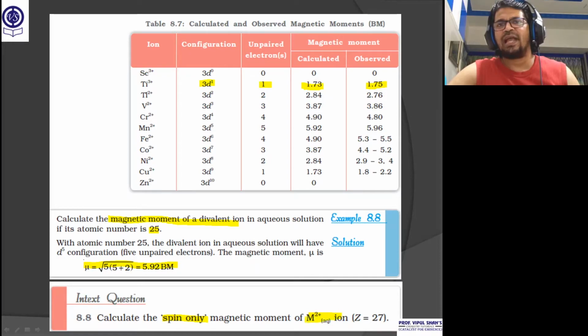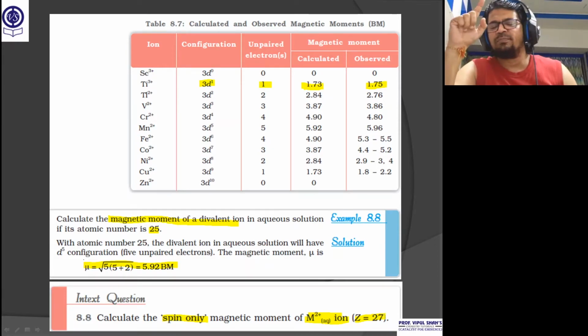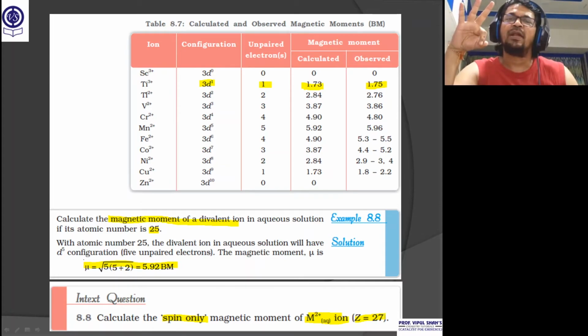Then next it says, calculate the spin only magnetic moment of M2 plus aqueous ions, where Z is equal to 27. Now 27 is basically cobalt. When I say M2 plus, it means 2 electrons of 4s go, so it's 3d7. Don't take the full 7, count unpaired. First 5 parallel, 2 anti-parallel. That's how 7 goes. So the number of unpaired will be 3.